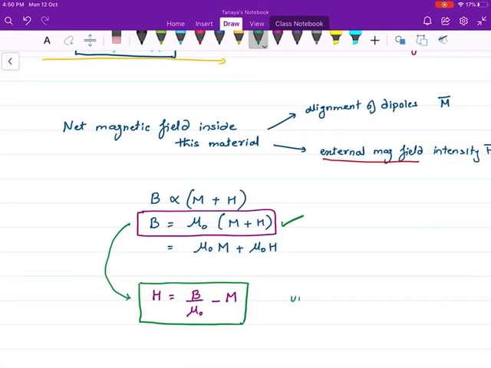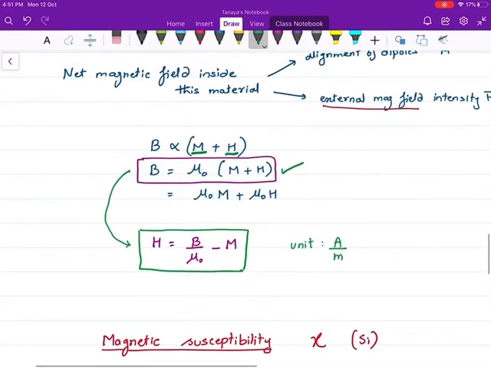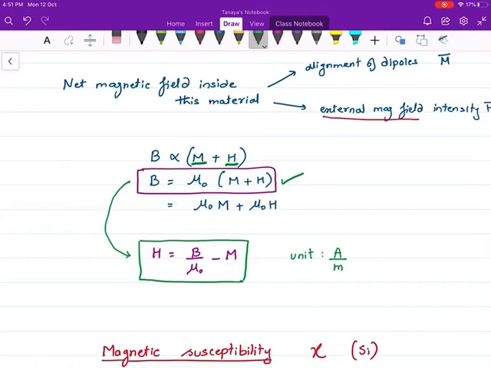What will be the unit of H? The unit is going to be the same as M, because only then you can add these two quantities, is it not? H and M are going to have the same unit, that is ampere per meter. Now, once we have done this, we need to know one more term, that is the magnetic susceptibility.